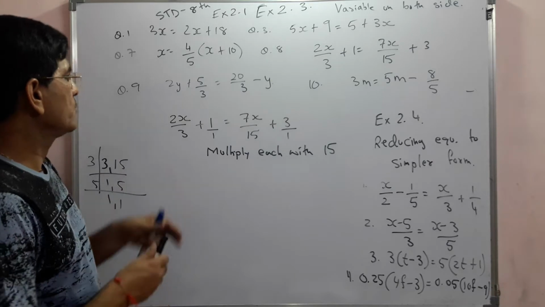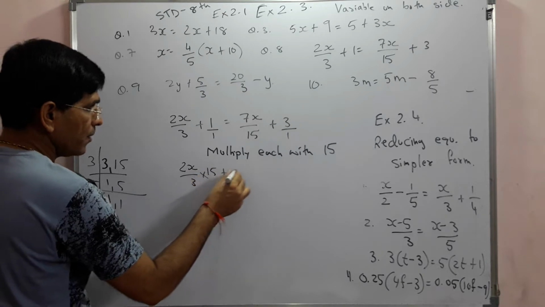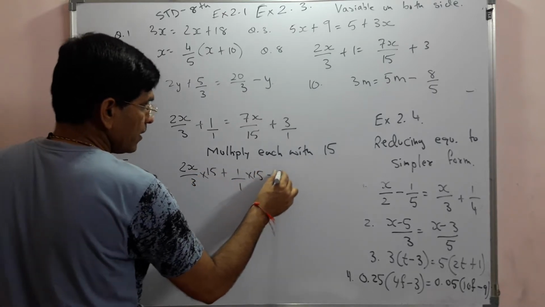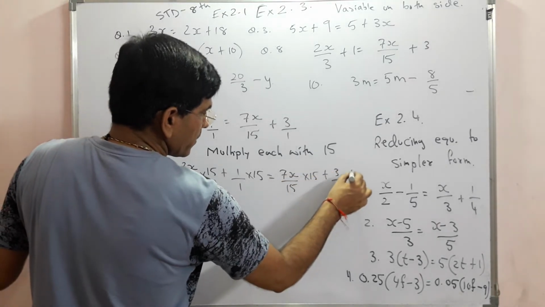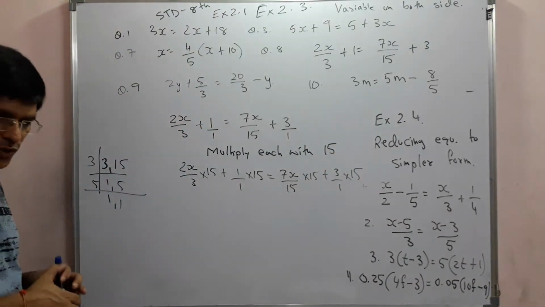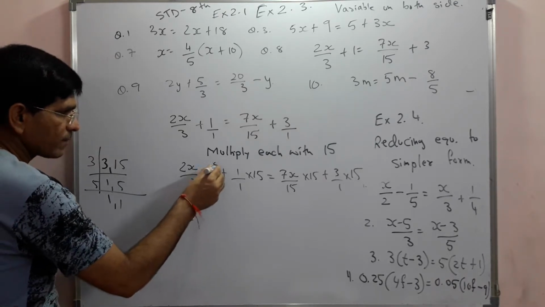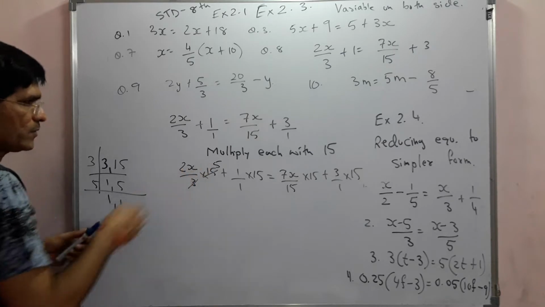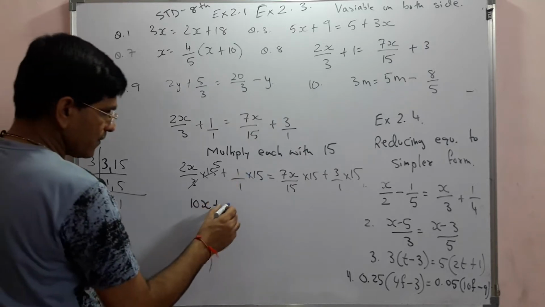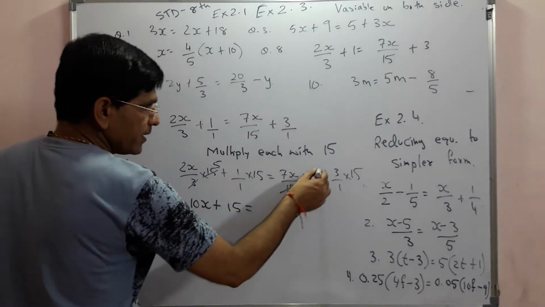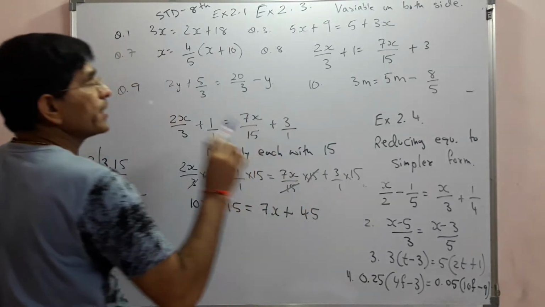So the first term is 2x by 3 multiplied by 15, plus 1 upon 1 multiplied by 15, equals 7x by 15 multiplied by 15, plus 3 upon 1 multiplied by 15. What am I doing? Each term should be multiplied by 15. Now if I cancel this, 3 5s are 15, so 5 2s are 10x. Now 15 1s are 15. Again this 15 cancels, so 7x. And 15 3s are 45. So it is a simple form.